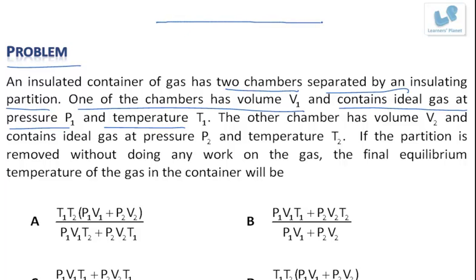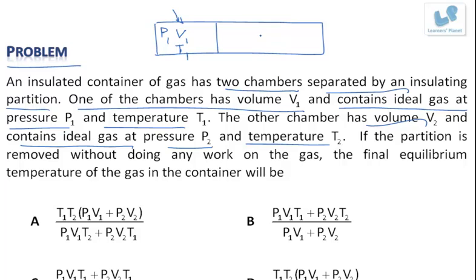Okay, so you have an insulated gas container which has two chambers. In one you have pressure P1, volume V1 and temperature T1. The other chamber has a volume V2, contains ideal gas at pressure P2 and temperature T2. So the other chamber has P2, V2, T2.